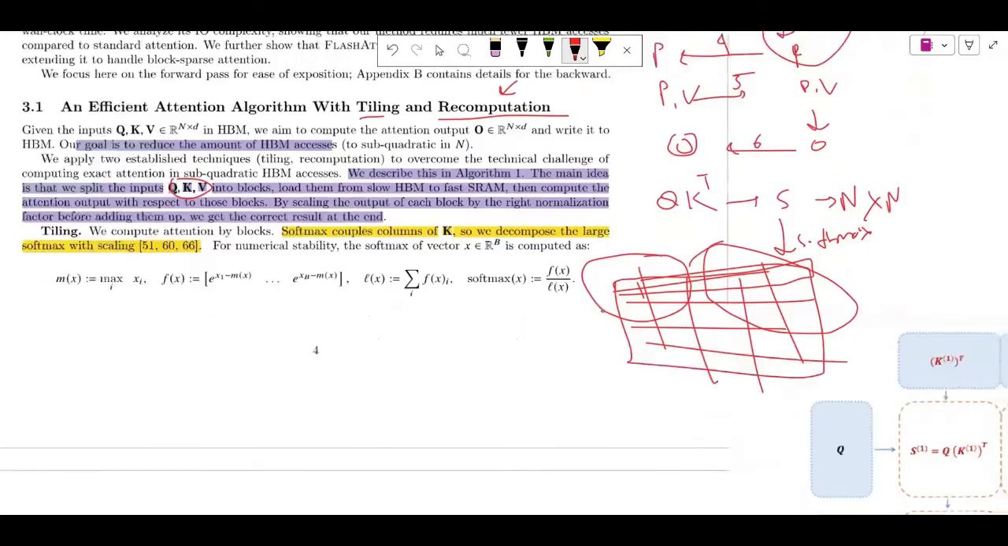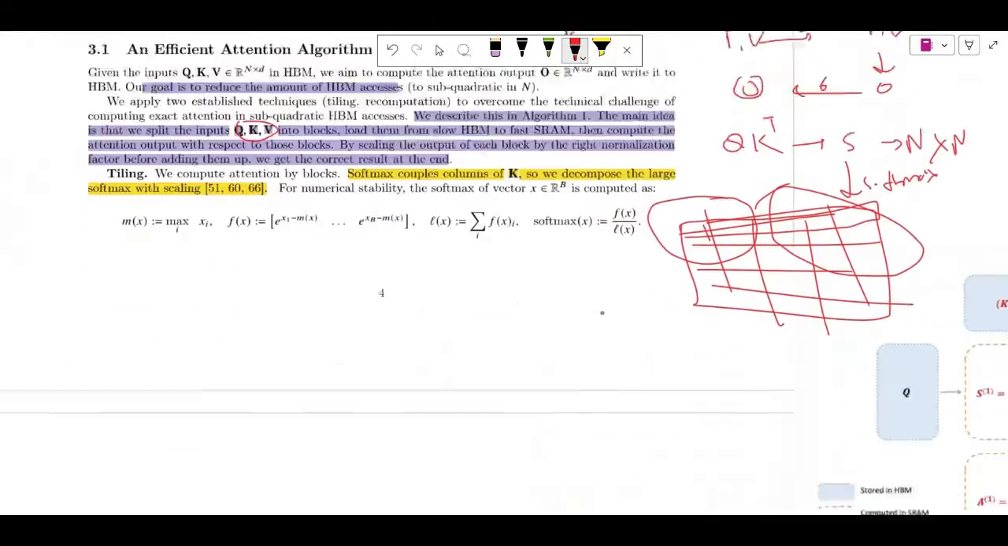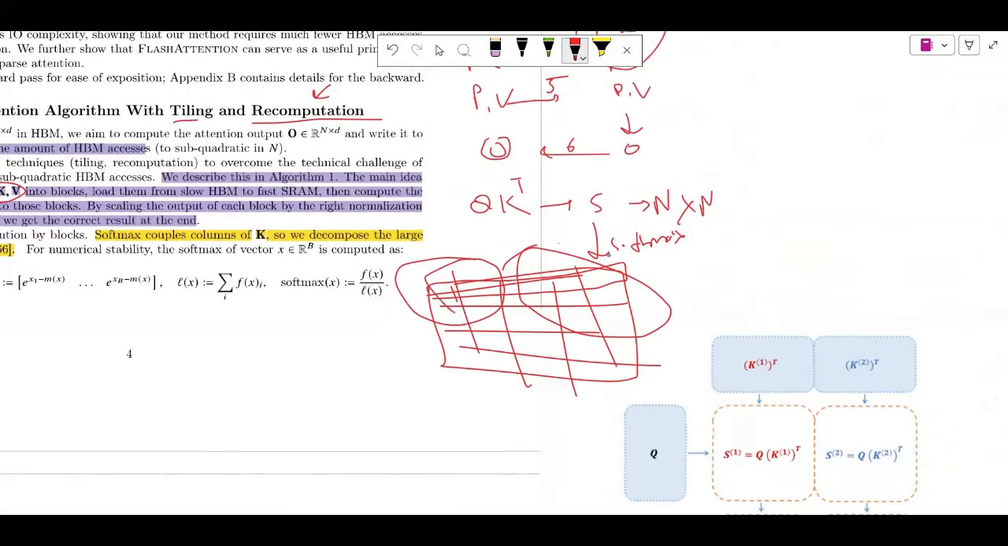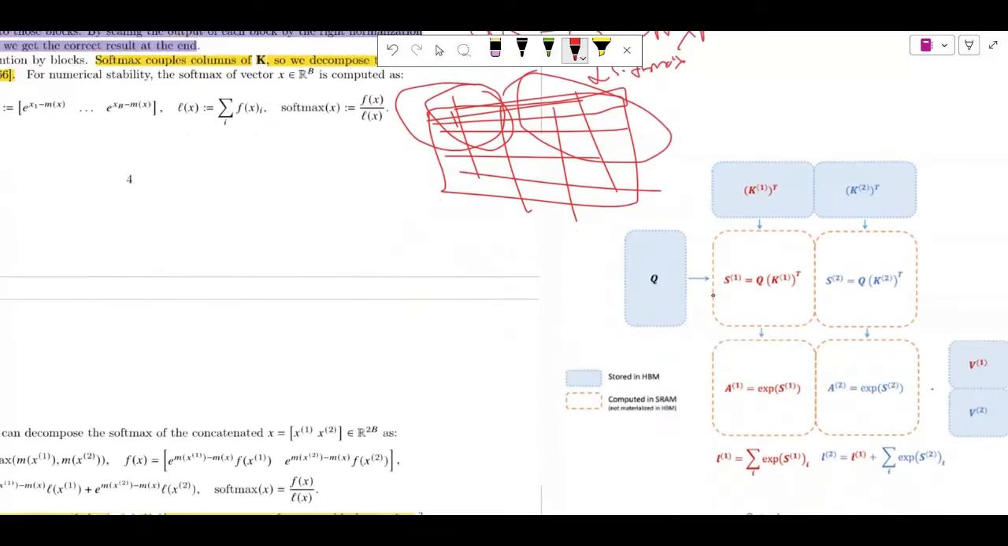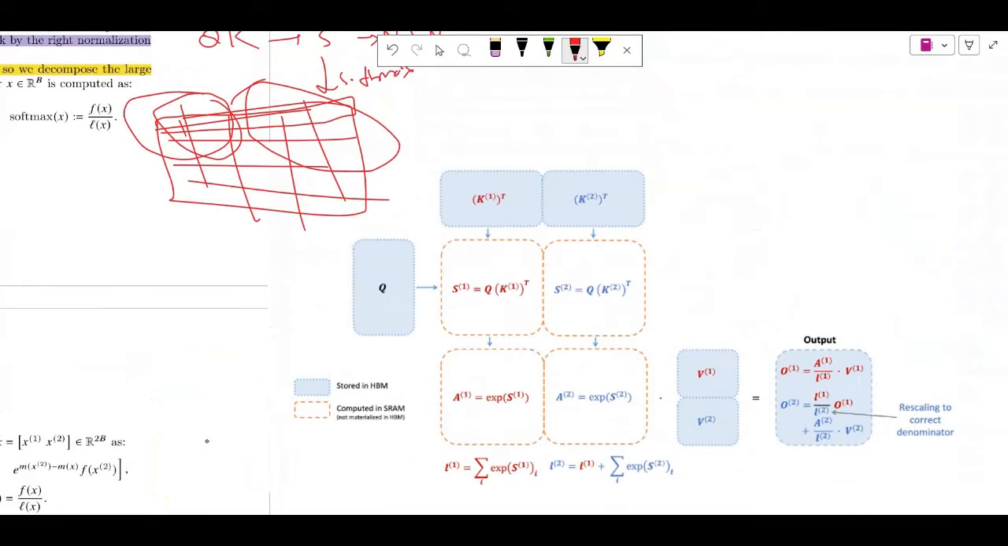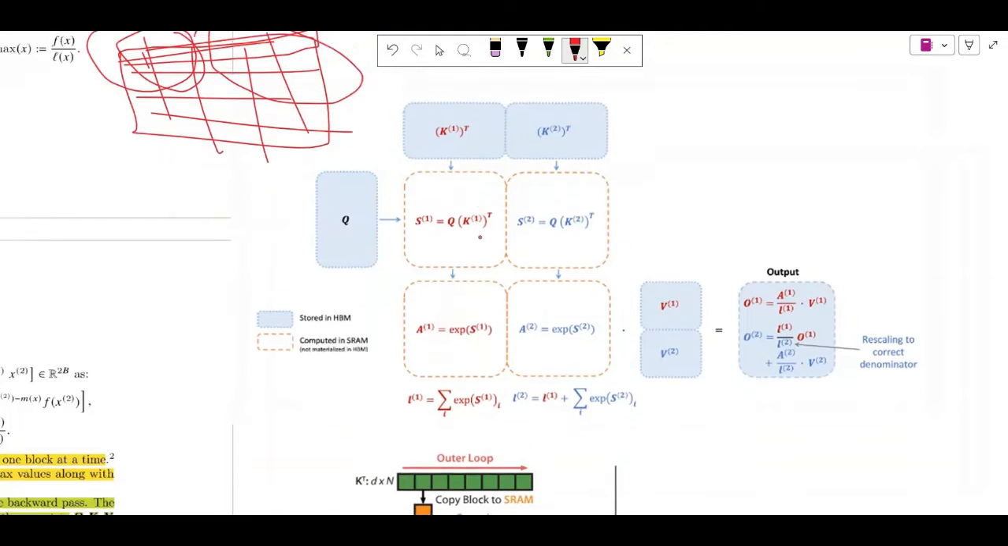They obviously have a solution for it. They figured out a way in which they can calculate the softmax of a block independently and then combine them together to calculate the actual softmax. This is demonstrated here, and this is from the FlashAttention V2 paper, but it is the same as V1. So let me try to explain this.